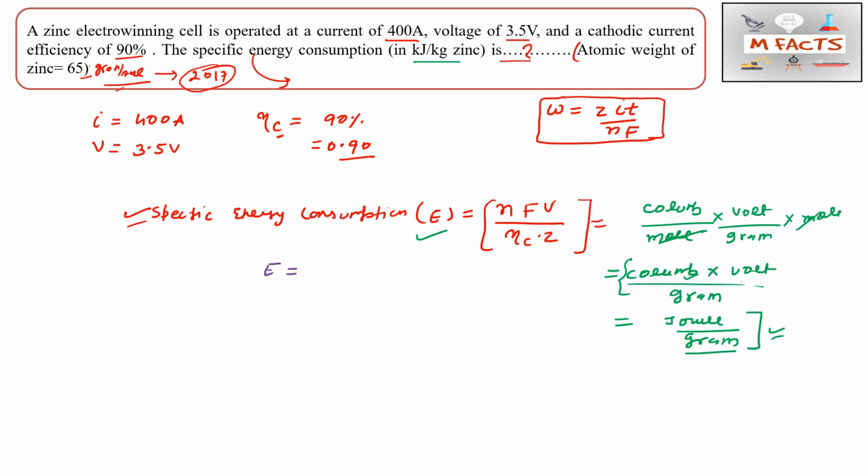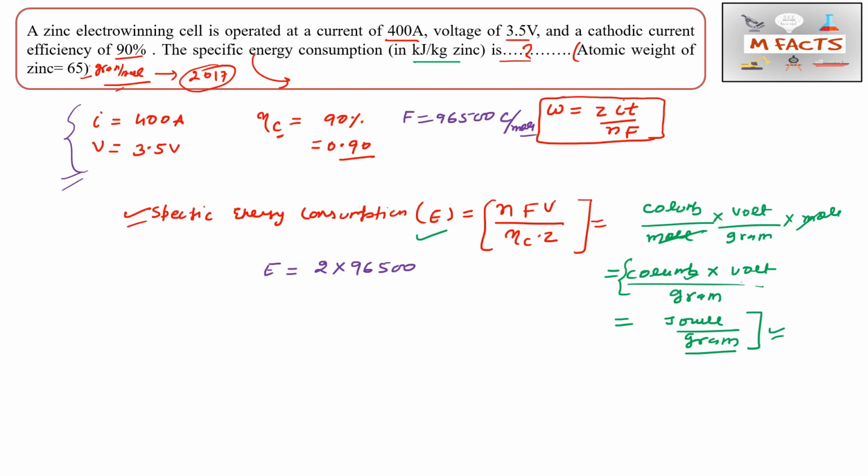So we need to find this E value, that is the specific energy consumption. N value is basically 2, that is for zinc. F is the Faraday constant, that is 96500 coulomb per mole. Every time whenever you are writing given data, please write it down with the units, so that you can find the formula itself by using the units. Suppose this question comes for the first time in the exam, you can also do this question by unit balance. So that's why unit is very important and unit conversion is also very important.